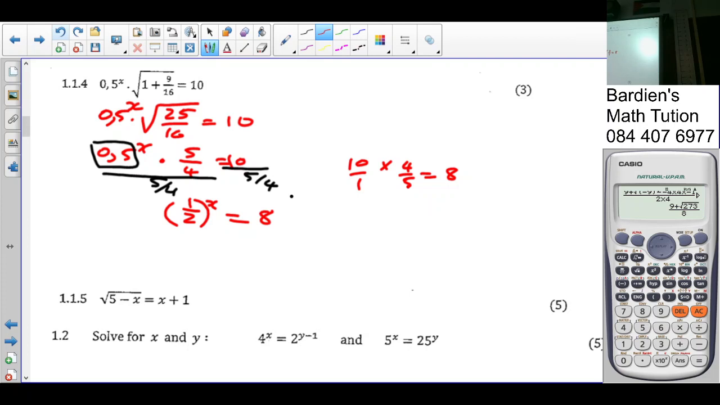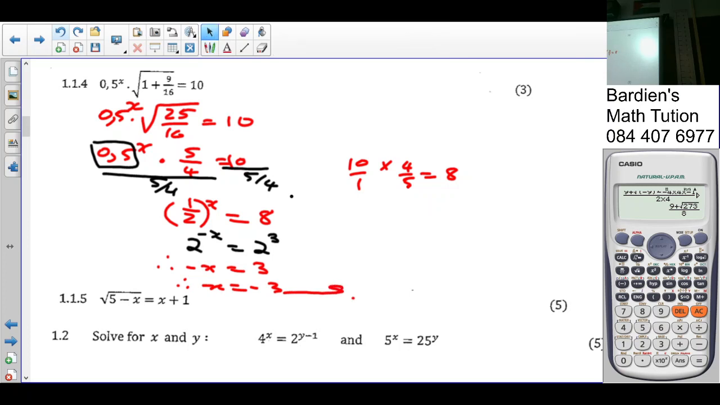No problem with that. However, now we're going to try and make the bases the same for the exponents to be equal. So a half can be written as 2 to the negative 1 raised to the x, which is 2 to the negative x equals 8, 2 cubed. So what can I conclude? Therefore, negative x is equal to 3. Therefore, x is equal to negative 3. Any confusion there? No?